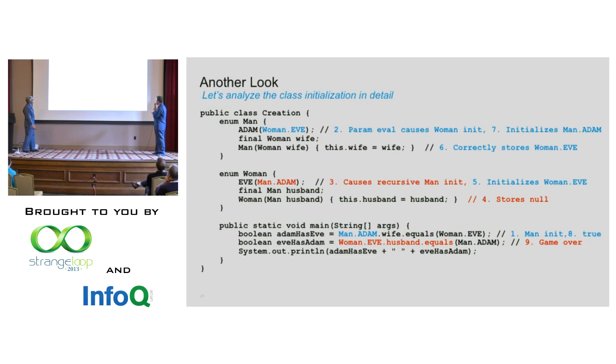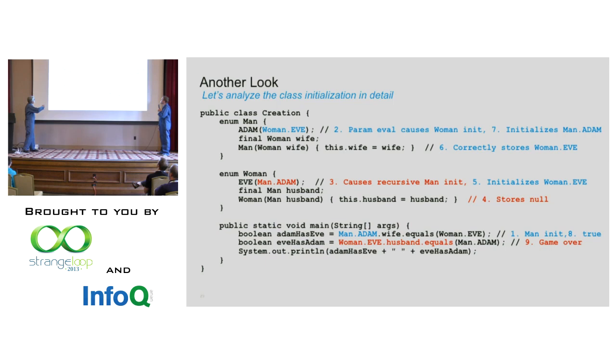Anyway, the idea is that initialization starts from the top and ends at the bottom. So let us take a look at what happens. First, the VM says, hey, we're running Creation, but there's really nothing to do there in terms of initializing Creation, so it just runs the main method.